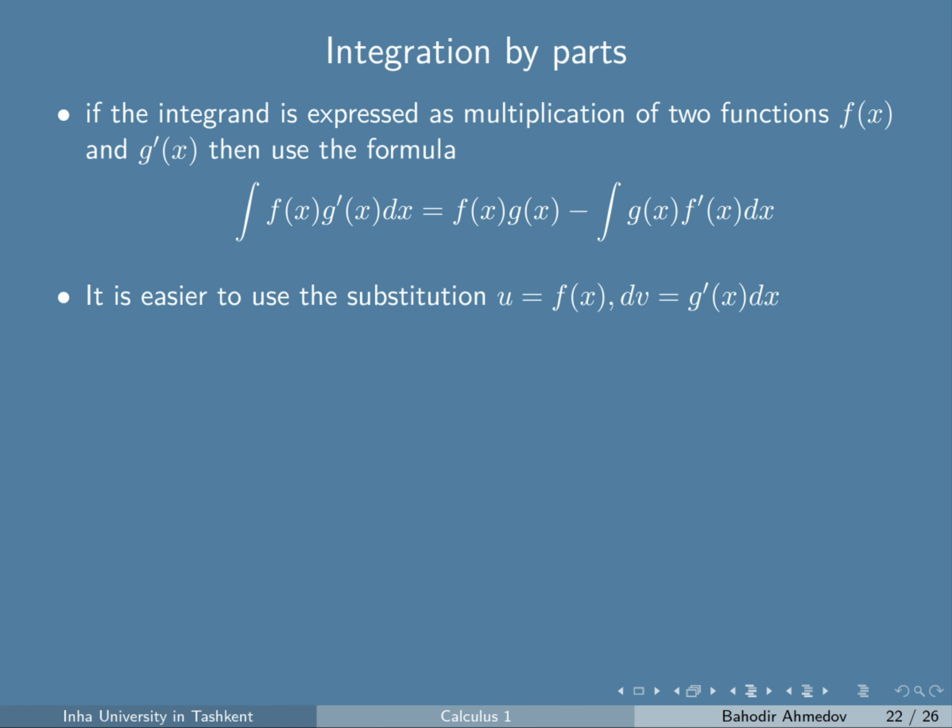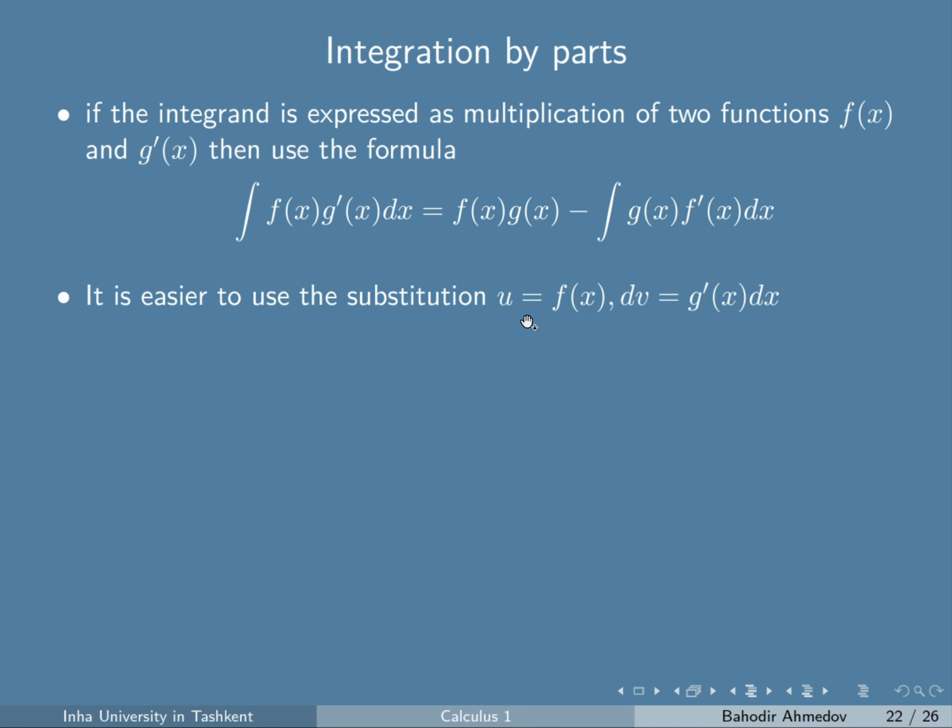So let's say you have the integral in the form of one function multiplied by another one, but you know that this is the derivative of another function g. If this is the case, you can write this as f of x multiplied by g of x minus the integral of g of x multiplied by f prime of x. The basic idea is that we need to get rid of one of the functions by integrating or differentiating. So by introducing the substitution, u is equal to f of x and dv is equal to g prime of x dx.